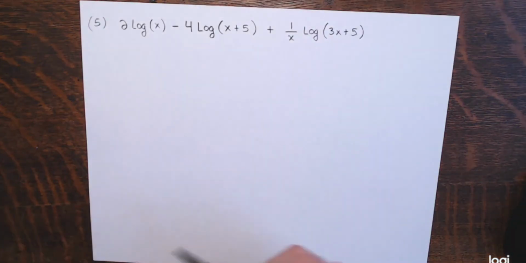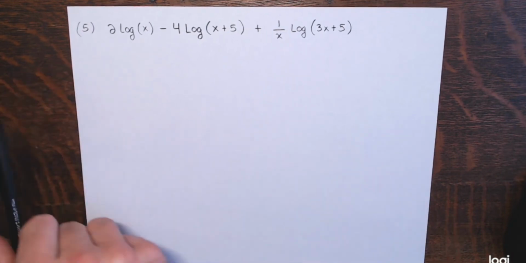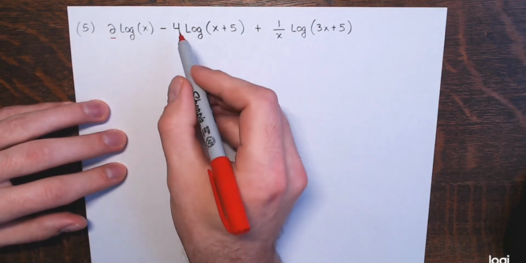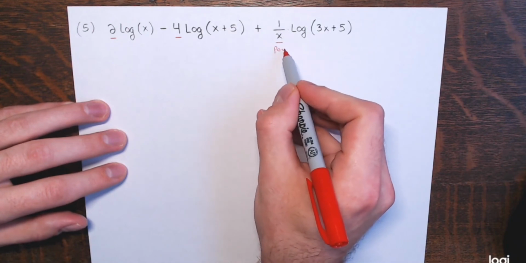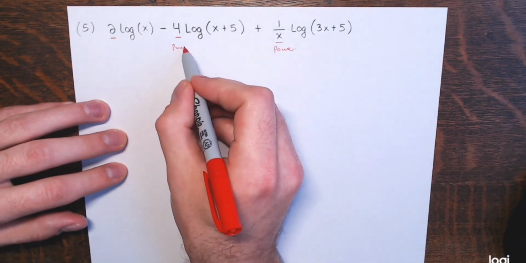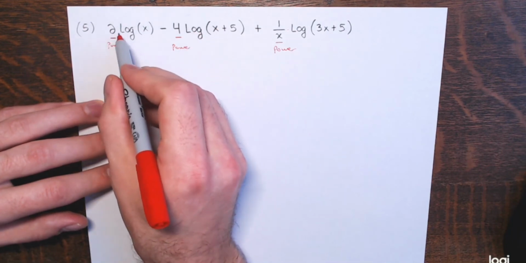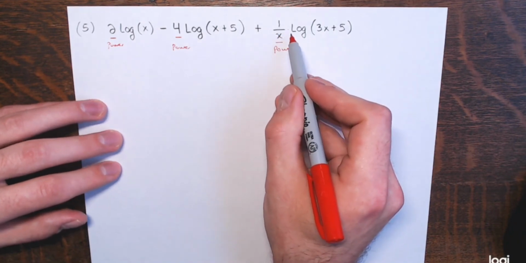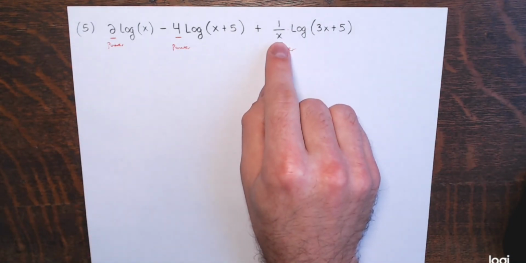Example 5, just got a few more of these. Same thing. Now, I know I said a number, but really any expression that's multiplied by a log, you can use the power rule for. I can apply the power rule to this 4 here and times this log. I can apply the power rule to the 2 times this log, and I can apply the power rule to this 1 over x times this log. Now, it doesn't have to be just a number, because remember, any expression represents a number. You just don't know what that number is, that's all.